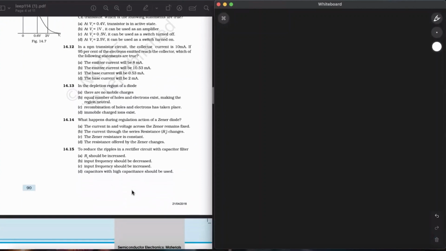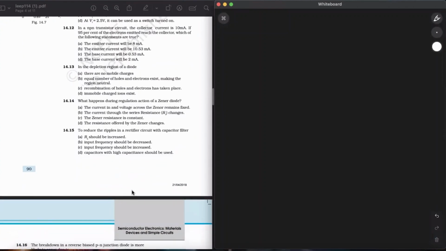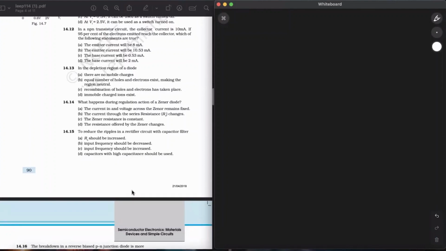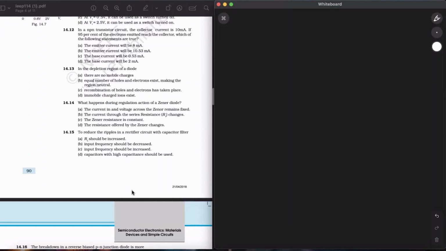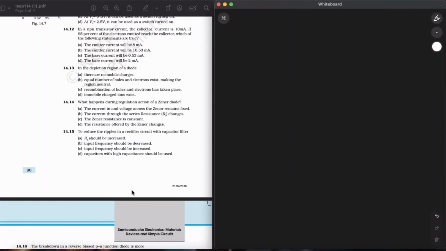Now, question number 13. In the depletion region of a diode, there are no mobile charges. Equal number of holes and electrons exist, making the region neutral. The combination of holes and electrons has taken place, and immobile charged ions exist. On account of the difference in the concentration of charge carriers in the two sections of the P and N junction, the electrons in the N region will diffuse through the junction into the P region, and the holes from the P region diffuse into the N region.